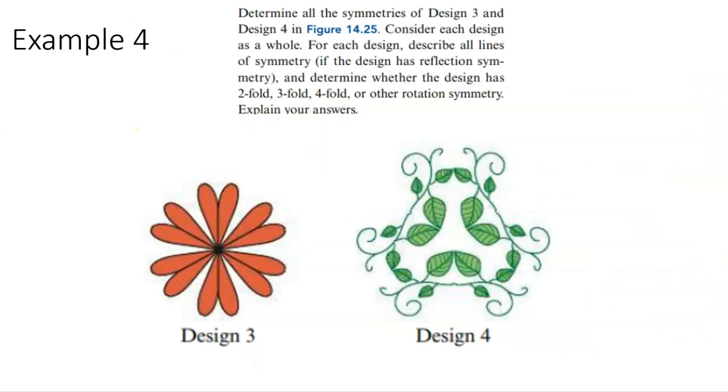All right, so determine all the symmetries in design 3 and design 4. Consider each design as a whole. For each design, describe all lines of symmetry, if the design has reflection symmetry, and whether it has these kinds of rotation symmetry. So let's start with just reflection symmetry. Well, already I kind of like to go down, right? It's got one line of symmetry that way.